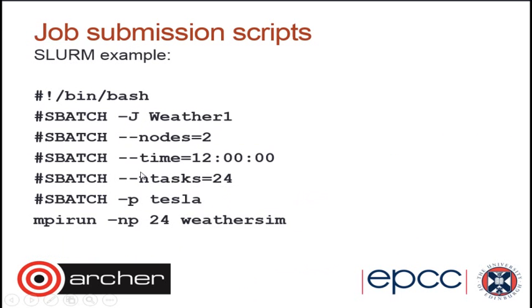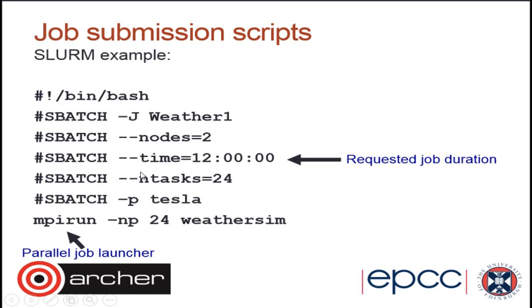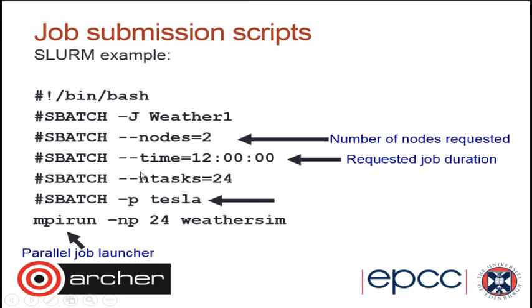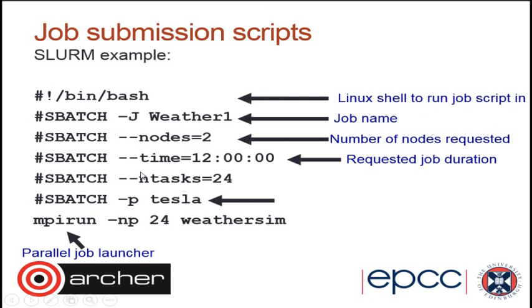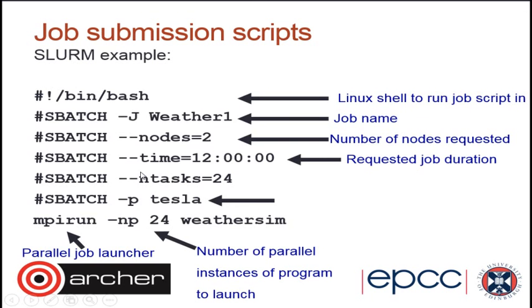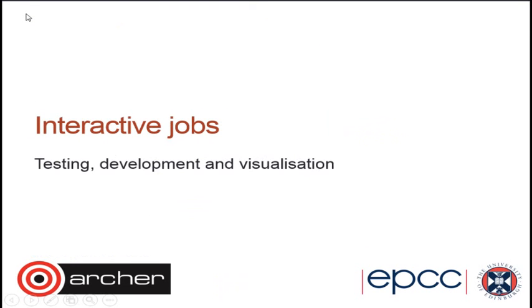For Slurm, it's very similar. It's just that the things are called slightly differently. On a different machine you might use mpirun. That's nothing to do with Slurm; that has to do with the machine. So you request your job duration using the dash dash time option. You submit it to a special queue. The dash p Tesla is meant to be accelerators. You select two nodes, give it a name, using bash, 24 instances, 24 tasks per node, and a program name. So I'm going to speed up a bit.